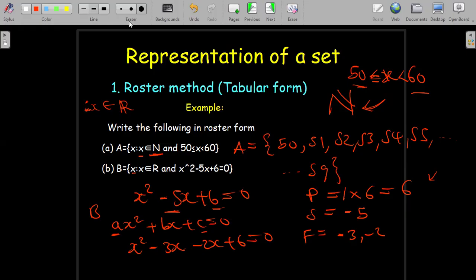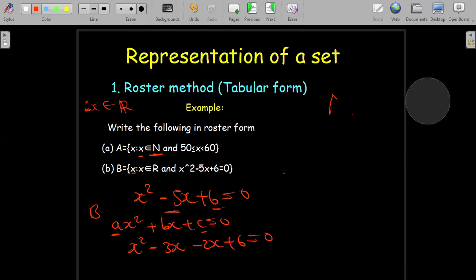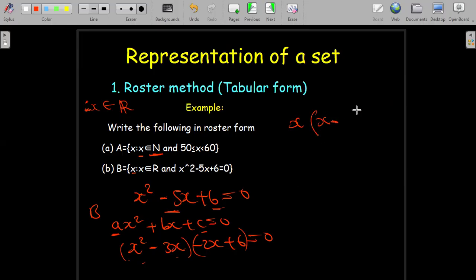Then from here, let me erase this part so that we can use this part of the board. Then I'll have x. So here I'm going to factor out. I factor out this part and that part there. Here what's common between the two is x, so I have x, then I remain with x minus 3. Then on the other side, since -2 is common, I can factor out a -2.